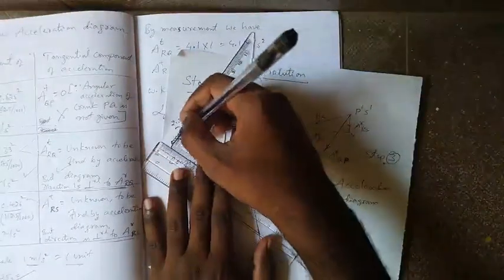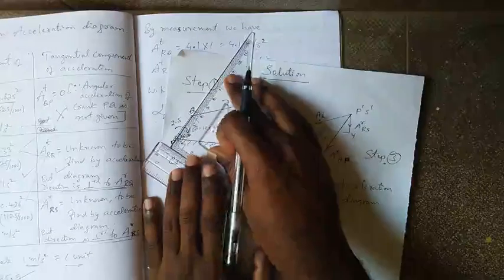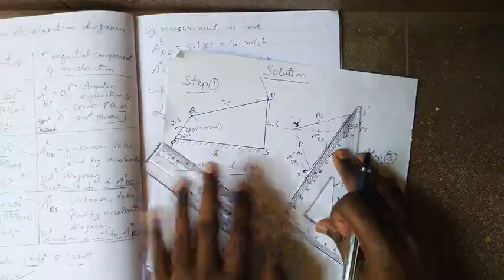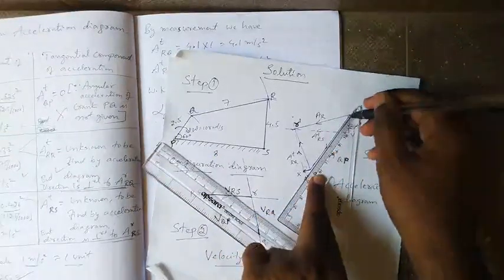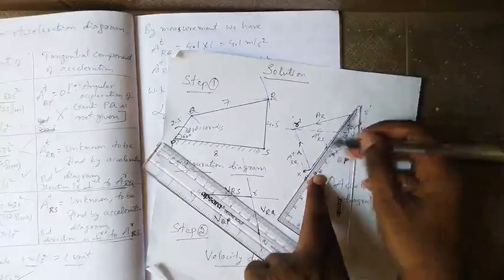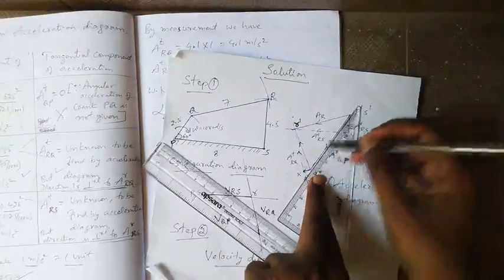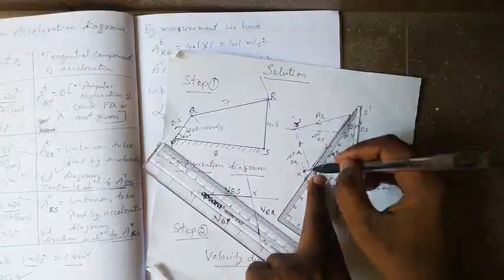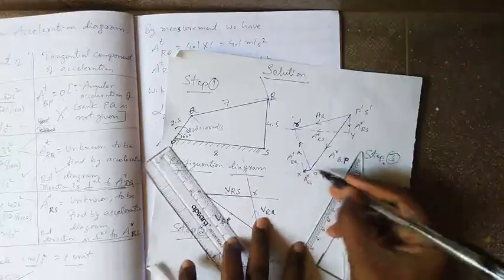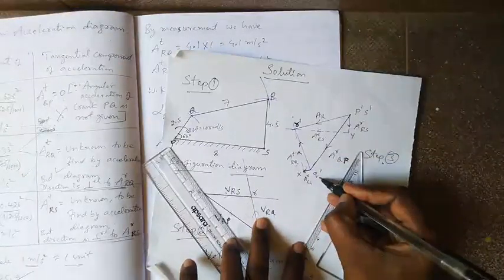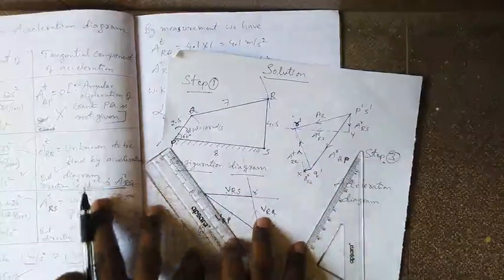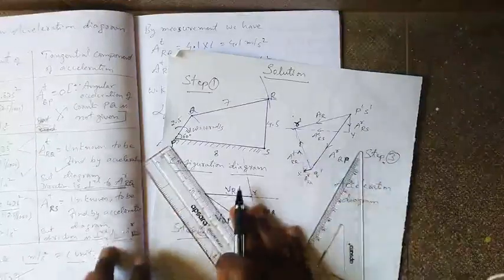So parallel to this PQ, we need to slide the set square in such a way that we start from point P and draw a line of 6.25, which is the magnitude of this vector. So measure 6.25 mm and complete that line, and you will stop at this point. So this will be now Q dash. Then we don't have a tangential component, so we'll go for the next step, the next link.